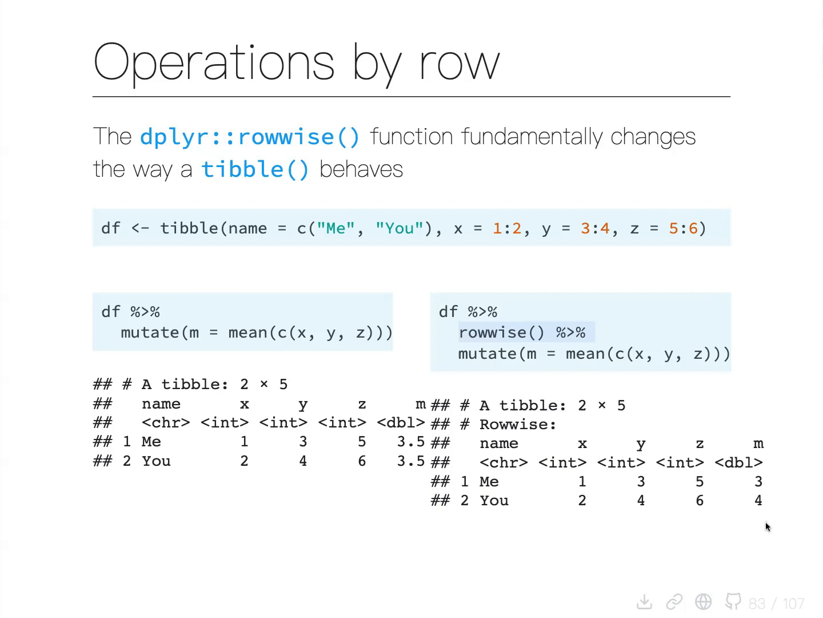Okay, so that's fine, but it goes much deeper than this. Row-wise fundamentally changes the way that a data frame behaves. And so if you want to conduct operations row-wise, you should have row-wise in there, but you need to ungroup after you want it to not do that anymore. So a very common set of code is you would go row-wise, mutate, ungroup.